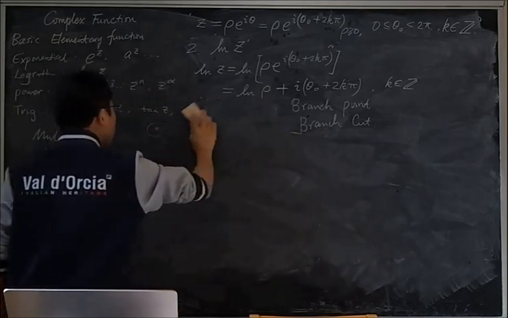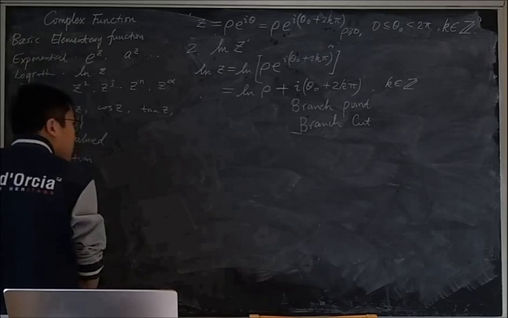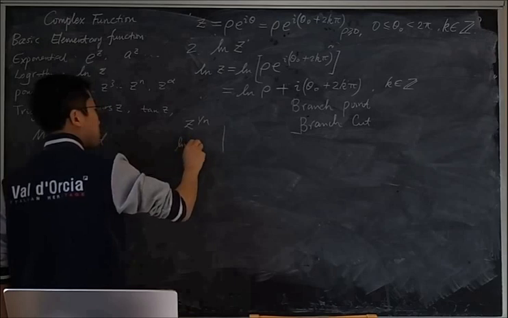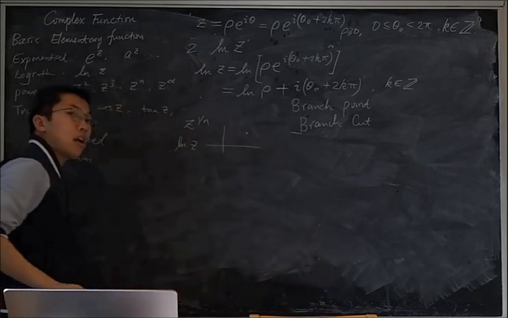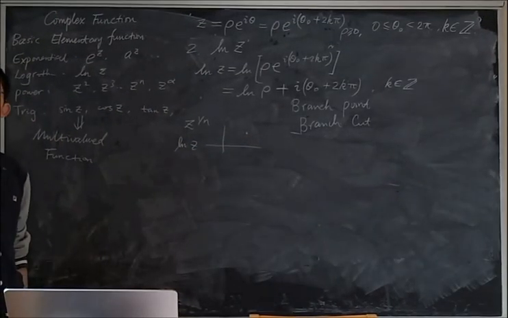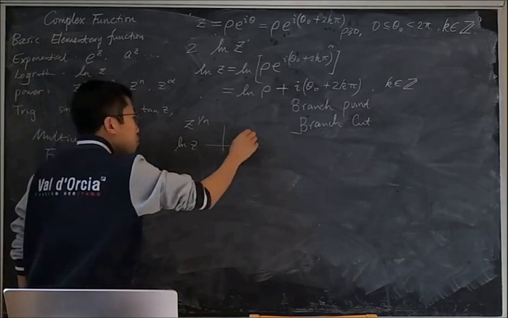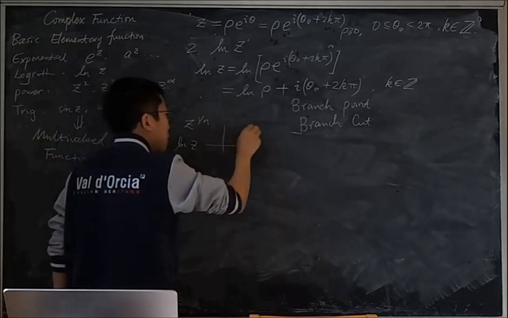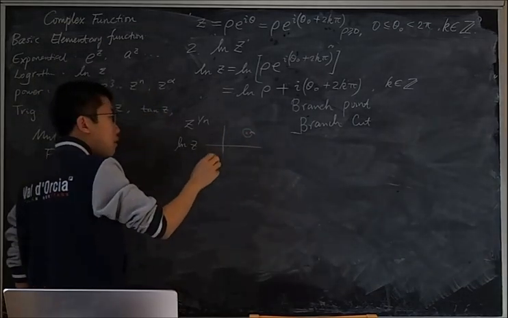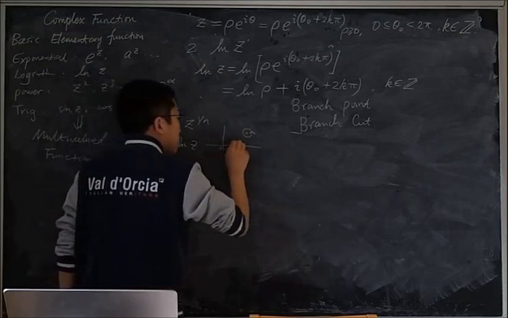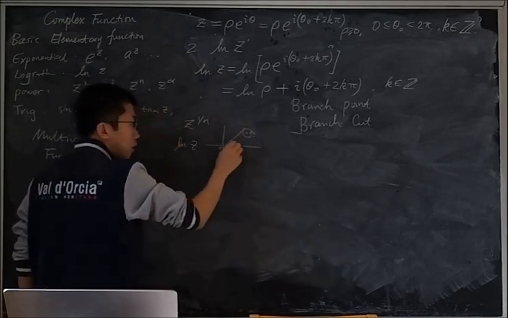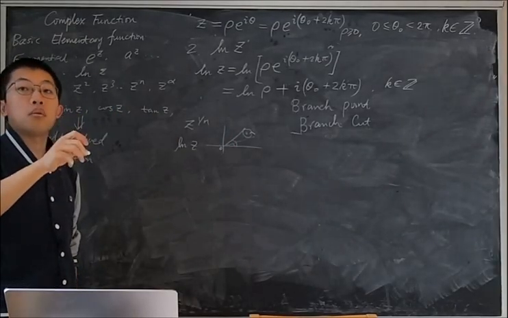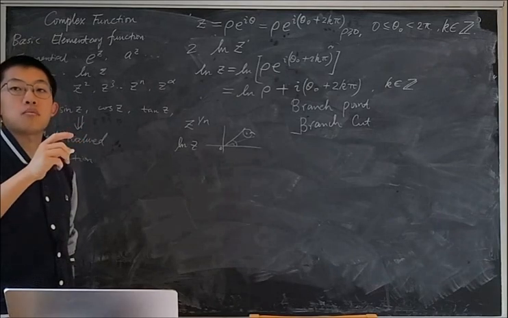So why don't we refer to other points as a branch point? Because for both cases, if I consider any other point, and we go through a very small circle, then the argument can actually be confined in a very, very small range. So we don't really consider other points as a branch point.